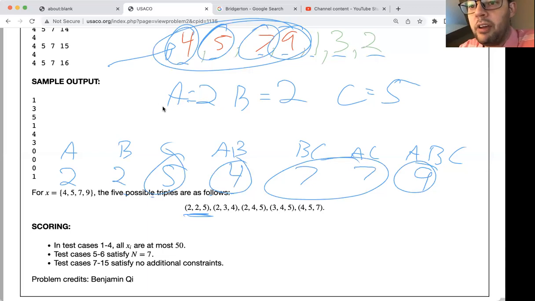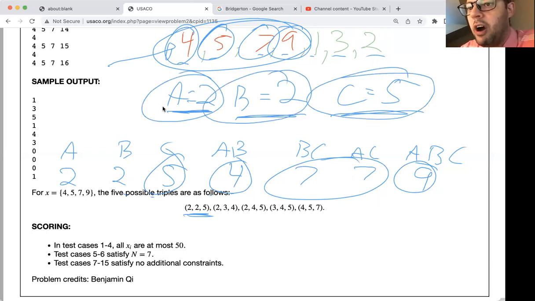Is 9 in the set? Yes. What that tells us is if A was 2, B was 2, and C was 5, then it's possible to generate 4, 5, 7, and 9, which are the provided numbers that we were given. Because of the fact we can see that it's possible to generate 4, 5, 7, and 9, that means that 2, 2, and 5 are in fact a valid triple. And that's why that's listed here. So these are the valid triples they came up with.